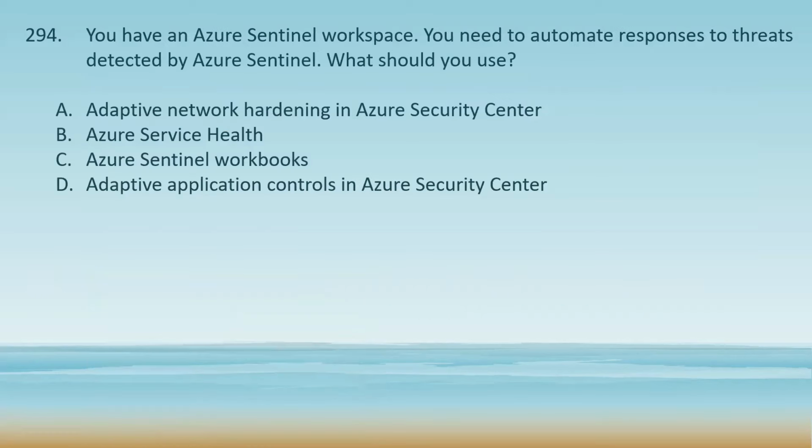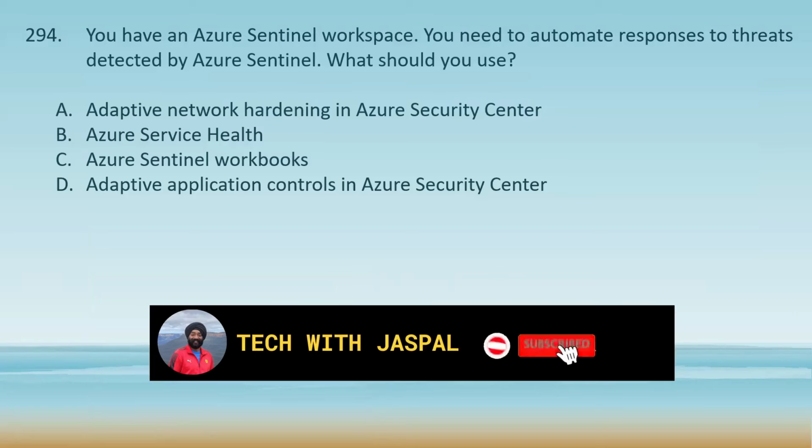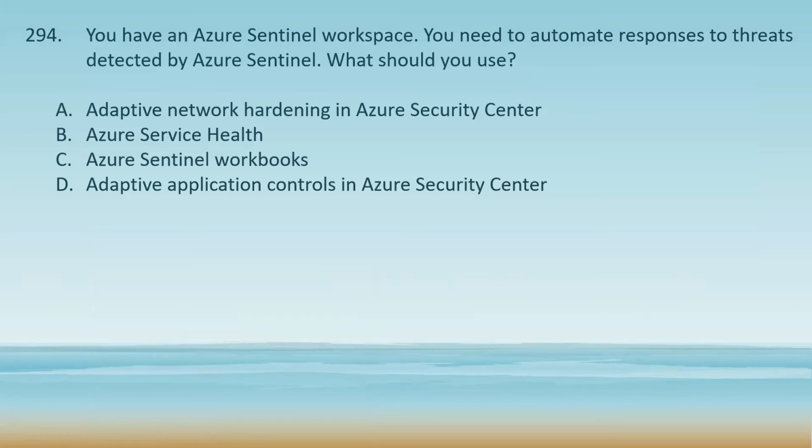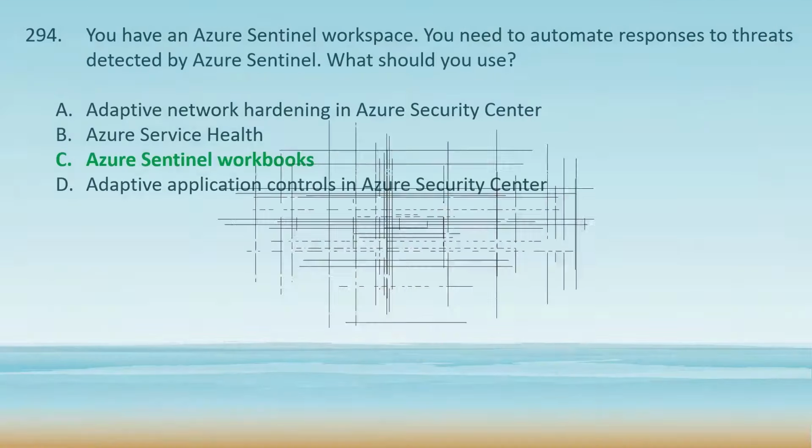Question number 294. You have an Azure Sentinel workspace. You need to automate responses to threats detected by Azure Sentinel. What should you use? And your options are adaptive network hardening in Azure Security Center, Azure Service Health, Azure Sentinel Workbooks, adaptive application controls in Azure Security Center. And friends, the correct answer is option C, Azure Sentinel Workbooks.